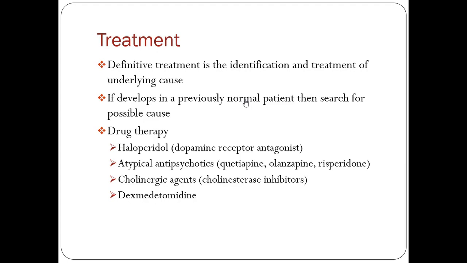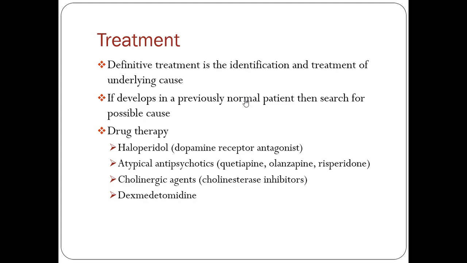What is the drug therapy? Can we give some drug for the delirium? Yes, we can give drugs like haloperidol, which is one drug commonly used. It's a butyrophenone neuroleptic drug and it is a dopamine receptor antagonist. As I said, one of the reasons for delirium is increased dopamine activity. So haloperidol is a drug which reduces dopamine activity and controls the delirium.